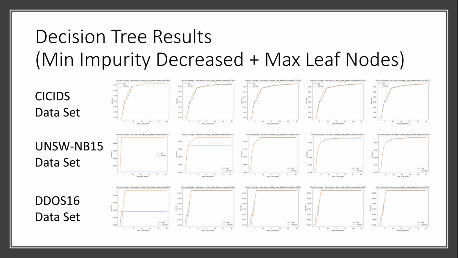And in the last set of graphs for decision tree, the graphs for the min impurity decrease and max leaf nodes show similar results to the min impurity decrease with max depth.